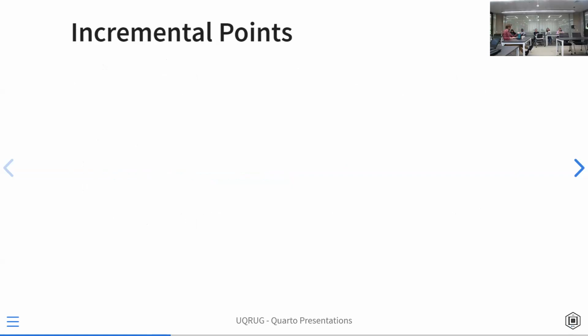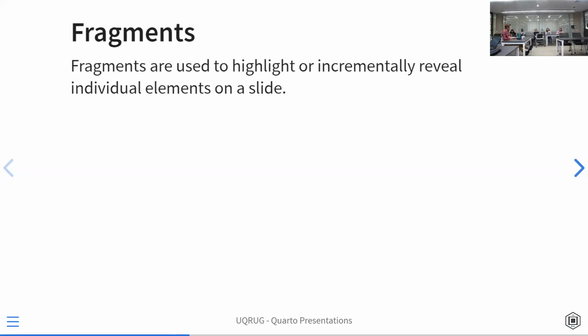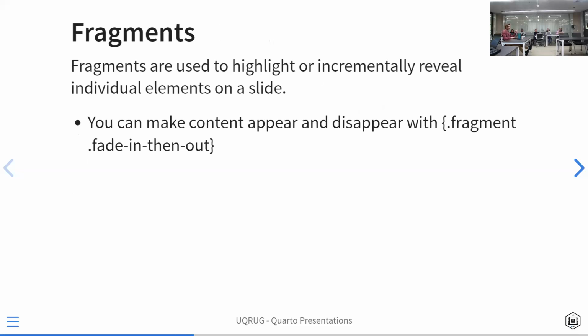Back onto the simple route of things, if you want to put incremental points, transitional things, you simply give that div the incremental tag, and then everything on that slide will appear as a bulleted list step by step. That's really easy to do. The trouble with the incremental thing is it only works on lists. So if you want images or code or that sort of stuff to appear, you have to use a fragment tag, which is where you just, after the div, type fragment like this.